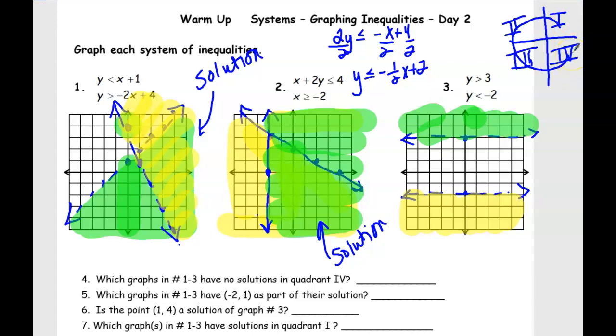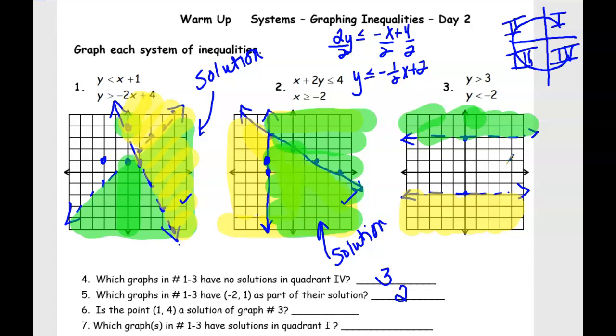So no solutions in quadrant 4 would be, looks like 1 has solutions in quadrant 4, so does 2, so the answer here would be 3. Okay, which graphs 1 through 3 have negative 2, 1 as part of their solutions? So we look at the ordered pair negative 2, 1 here, and look, it's not even in a shaded area. Okay, number 2, if we say negative 2, 1, we're right on the solid line there, and since a solid line includes the solution, it is part of the solution set, so we can say graph number 2, because 3 has no solution, so it can't be number 3.